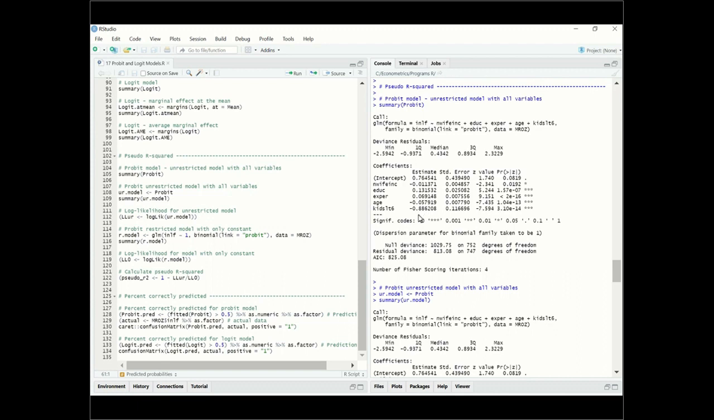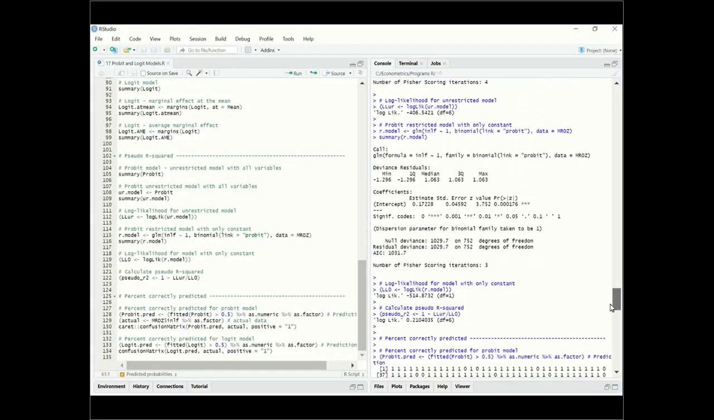And so from here, what we're going to be doing is assigning this Probit model to unrestricted.model. And if we summarize it, that's basically going to be the same thing. We're just giving it a different name for the unrestricted model. Now, in order for us to get the log likelihood, we can actually use logLik for the log likelihood of the unrestricted model. So we're going to call this the log likelihood of the unrestricted model. And this number here would be minus 406.